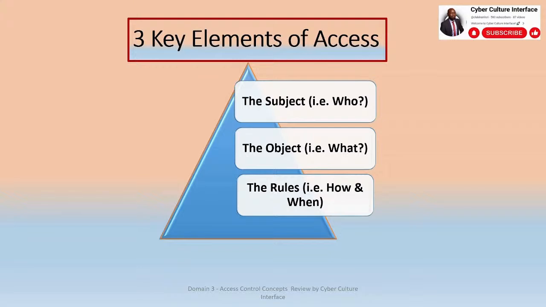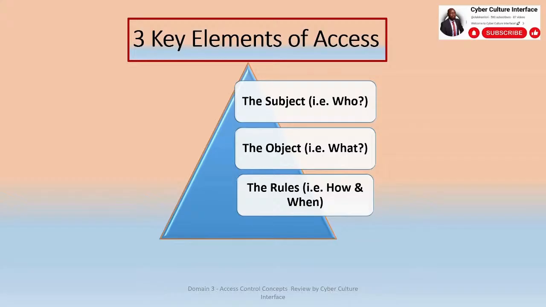Then the third element is the rules. How and when? How should everybody within the organization access a particular database, and when? For instance, the IT administrator of an organization will have a different access or different method for accessing a database compared to if the front desk officer wants to access the company's database. When and how will also be determined.